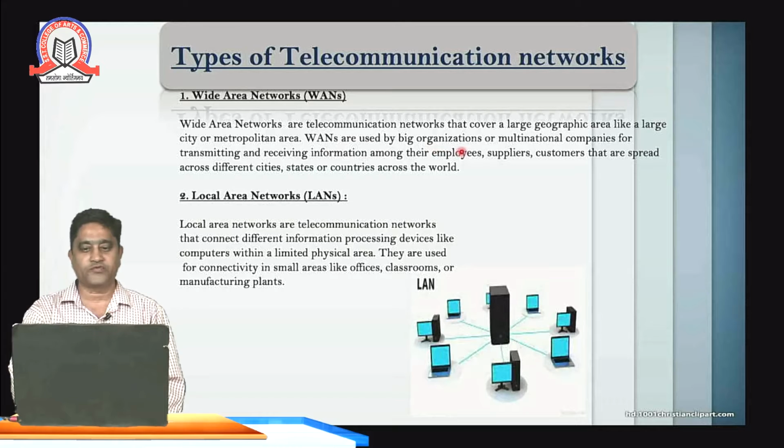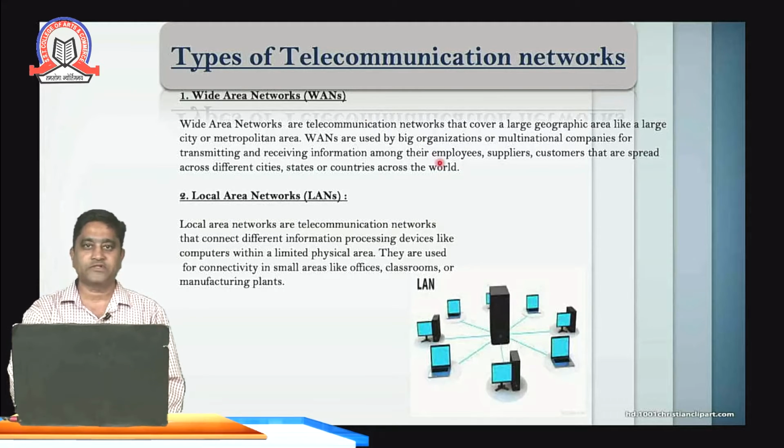WANs are usually used by big organizations or multinational companies for transmitting and receiving information among their employees, suppliers and customers spread across different cities, states or countries across the world. If you take the example of a very big company or a large MNC, they have branches all over India, which means they are connected with WAN. Any company involved in transmitting goods from one place to another needs a WAN. Even companies that have 3-4 offices in a single city are also connected with WAN.